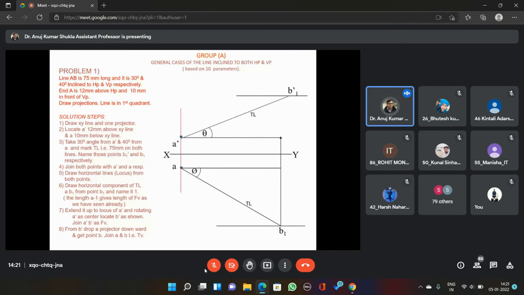So you have taken this. Now step 4 is saying join both points with A dash and A respectively. So you join both the lines, and then draw the horizontal component of the true line AB1 from point B1 and name it 1 here.